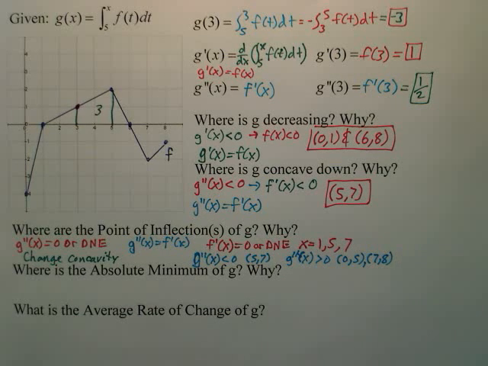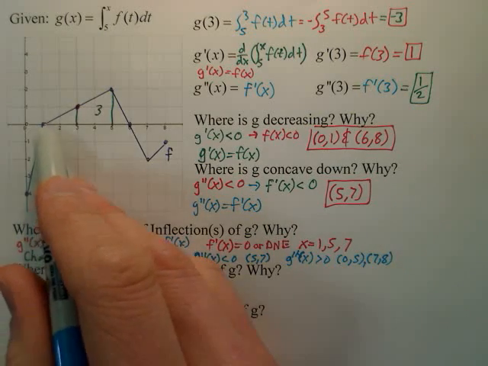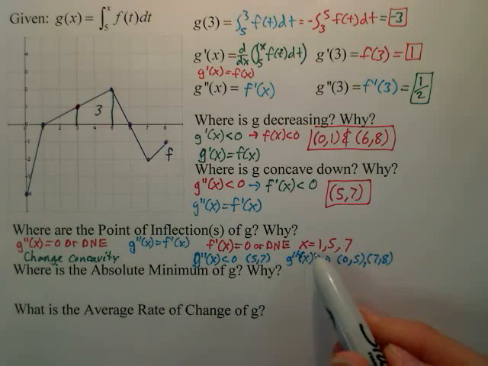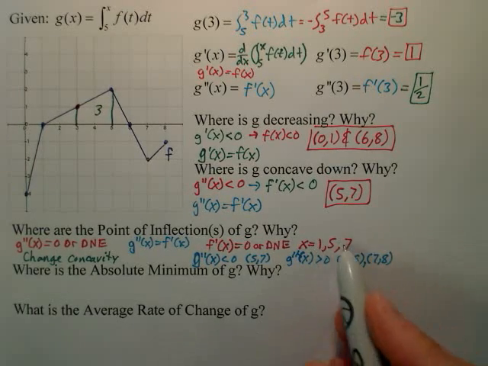So those are my intervals for where it's positive, going uphill. This is where it's going downhill. If I look at this, that means that at 1, my slope was positive and positive some more. So is 1 a point of inflection? Actually, no, it's not. Is 5 a point of inflection?